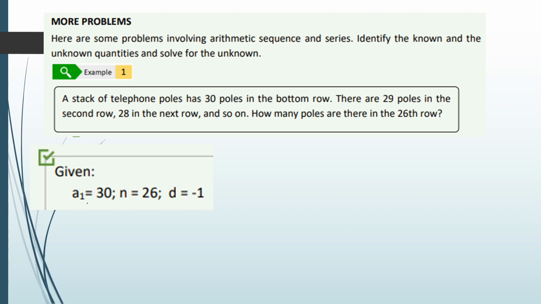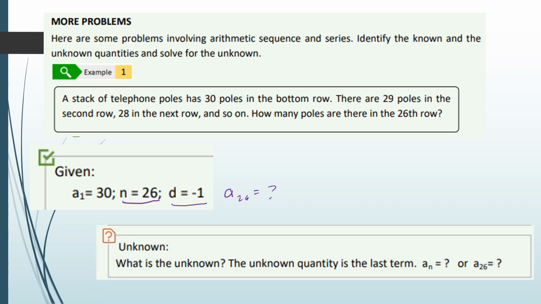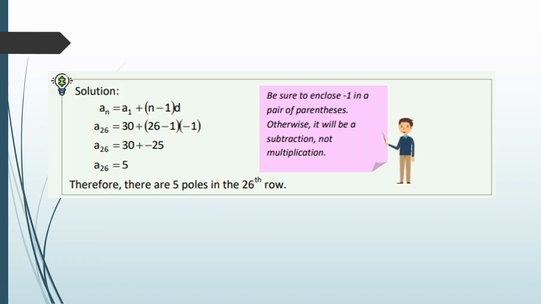So your first row has 30 poles, and in the end, the question is how many poles are there in the 26th row. So n will be 26, and the common difference is -1. You cannot say +1 because it's decreasing from the bottom to the top. And the question asked is A26. What is the unknown? The unknown quantity is A26.